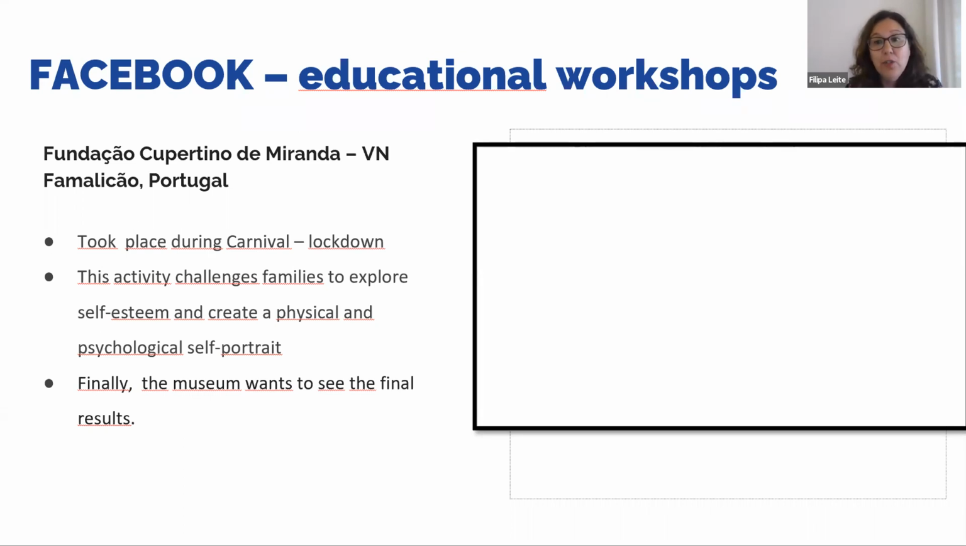Then they cut and glue it to the cardboard. There they draw things they like. For example, if they like to read, they can draw books. Then glue the card on the back without seeing the self-portrait. And finally, the family members must write three psychological qualities on the card. Then the museum hopes people can share the final results with them.